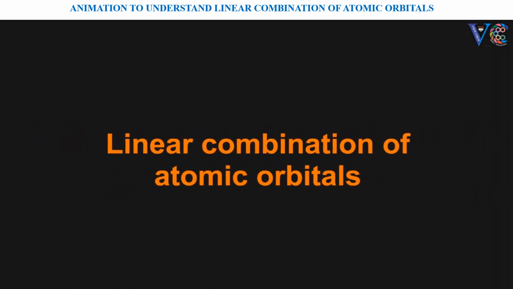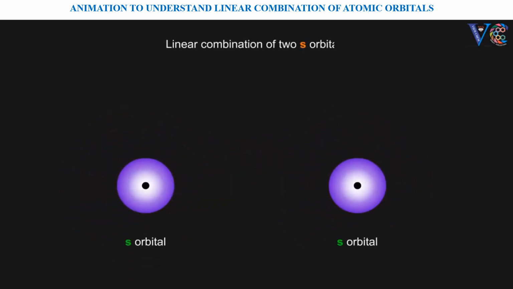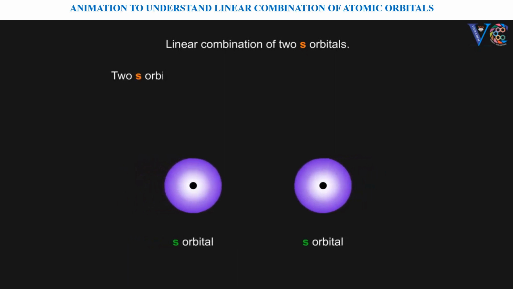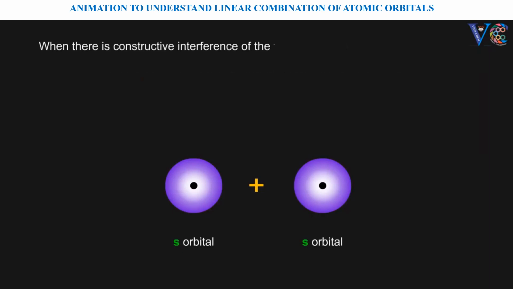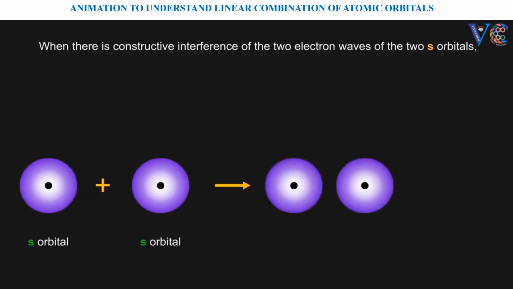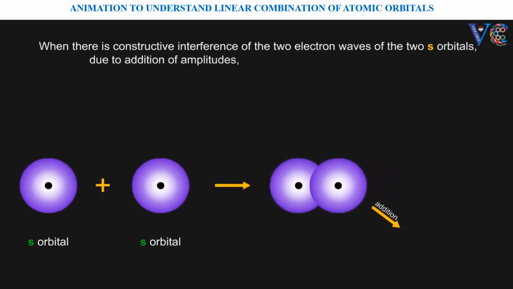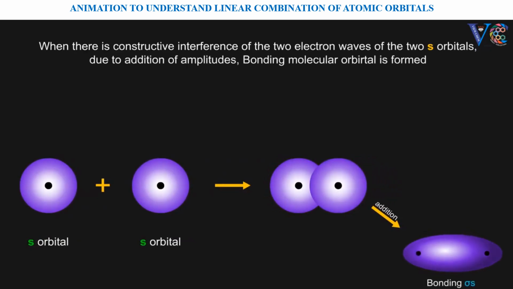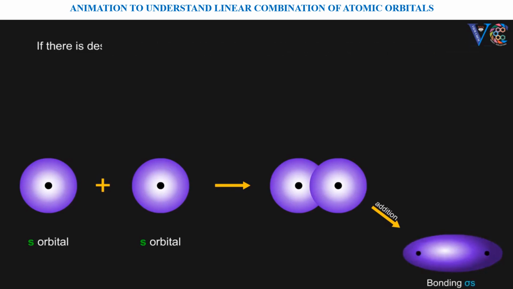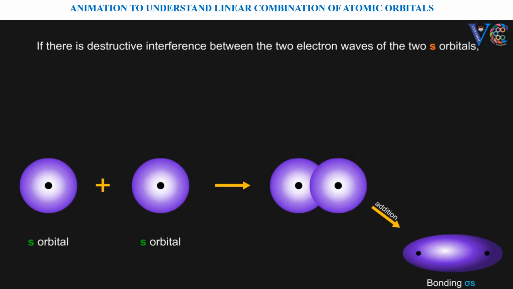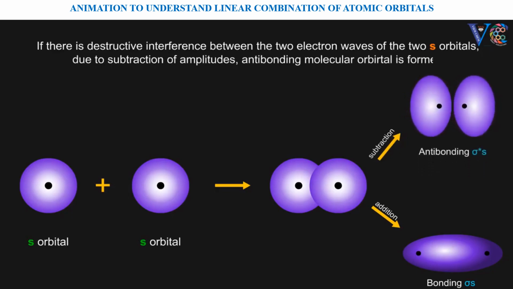Linear combination of atomic orbitals. Linear combination of two s orbitals. Two s orbitals can combine to give two molecular orbitals. When there is constructive interference of the two electron waves of the two s orbitals, due to addition of amplitudes, bonding molecular orbital is formed. If there is destructive interference between the two electron waves of the two s orbitals, due to subtraction of amplitudes, antibonding molecular orbital is formed.